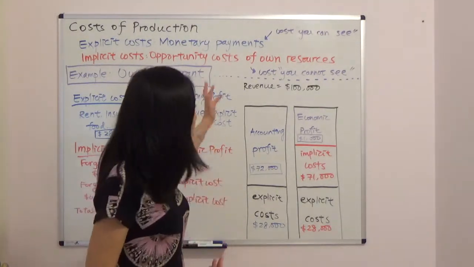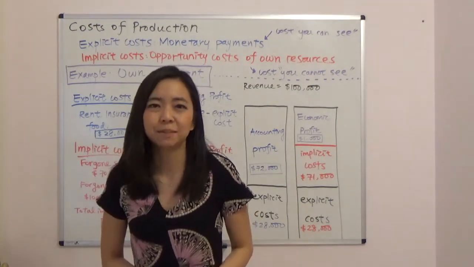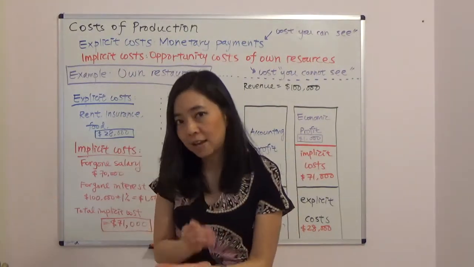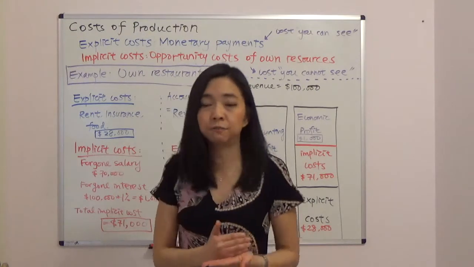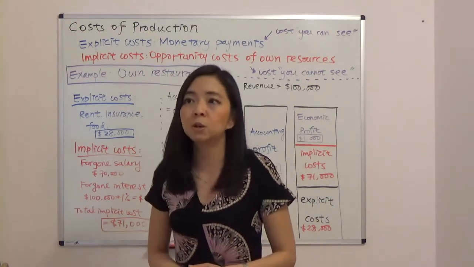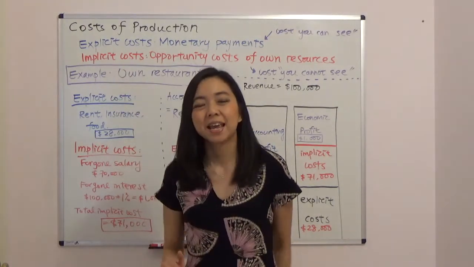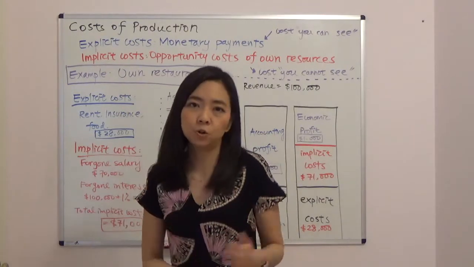Now, instead of trying to memorize the definition from the textbook, I want you to use your intuition. When you see the word explicit costs, think of something that you can see from the accounting book. You can actually see the money being deducted from your bank account, or you can see your business credit card being charged. Then that will be explicit costs. By contrast, implicit costs are the costs you cannot see from your accounting book.